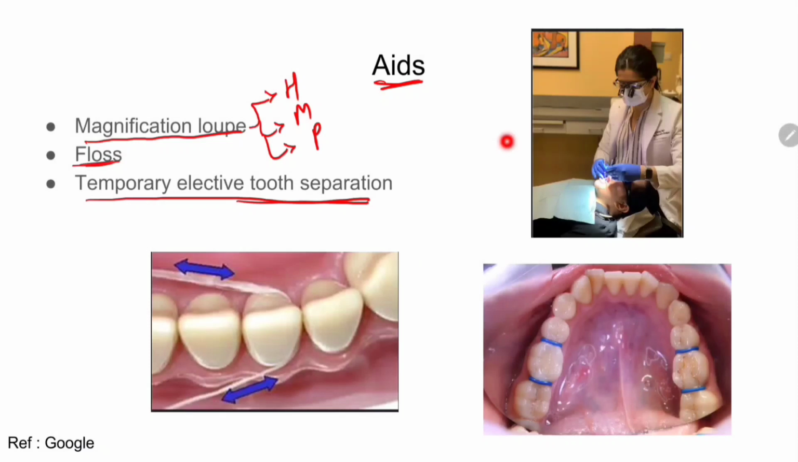In magnification loupes, there are various types, like high resolution loupes, mini loupes and prismatic loupes. We can choose one among them and use it clinically to assess or examine the teeth visually. Usually the operators will select 2 to 4x magnification loupes. So these are the 3 major aids that we use along with the visual tactile method in order to diagnose caries.